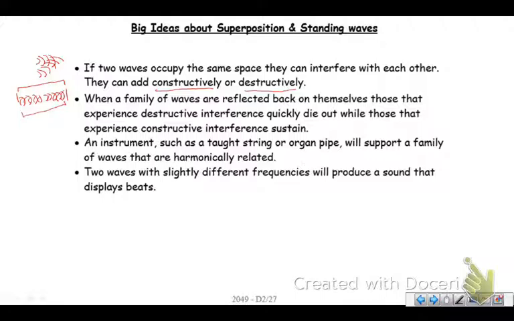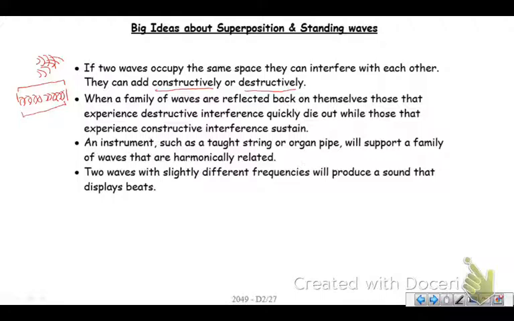So it goes on about an instrument such as a taut string or an organ pipe will support a family of waves that are harmonically related. It turns out if the geometry is just right for a 512 hertz wave, it's going to be just right for a 1024 hertz wave. And it's going to be just right for a 1536 hertz wave. Because if you're twice the frequency, you half the wavelength, and it's good enough for one wavelength, it's good enough for something that's half the wavelength. It's good enough for something that's 3 times the wavelength, typically. So there's going to be families. We call these harmonic families.